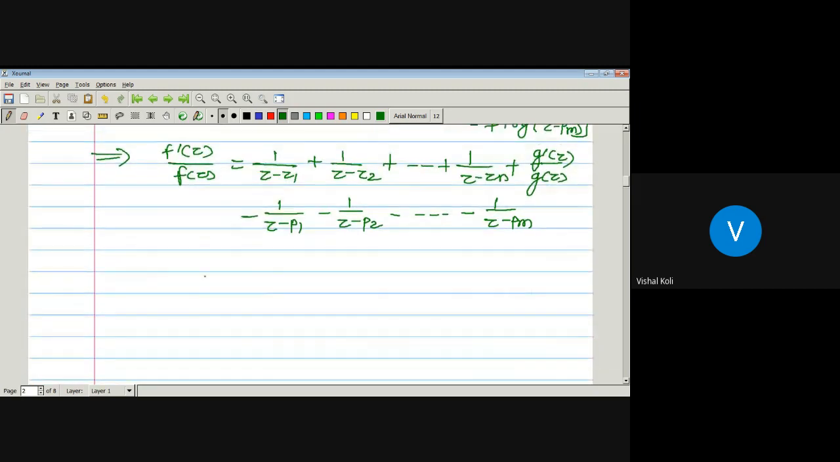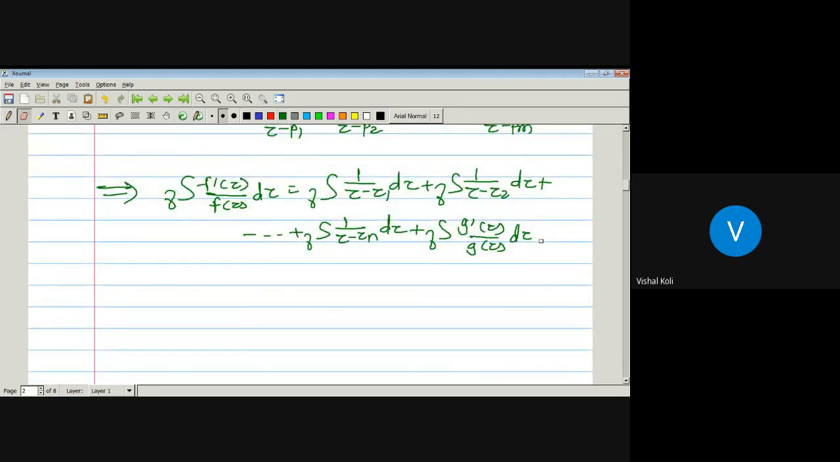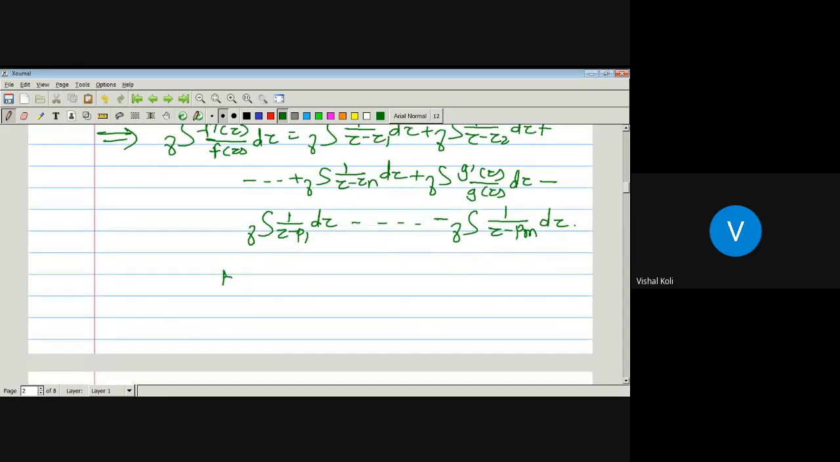Okay, so now taking integration over the curve gamma on both sides, we get integration over the curve gamma of f dash z divided by f of z dz is equal to integration over the curve gamma of 1 upon (z minus z1) dz plus integration over the curve gamma of 1 upon (z minus z2) dz plus up to so on, integration over the curve gamma of 1 upon (z minus zn) dz plus integration over the curve gamma of g dash of z divided by g of z dz plus, here now it becomes minus integration over the curve gamma of 1 upon (z minus p1) dz minus up to so on, minus integration over the curve gamma of 1 upon (z minus pm) dz.